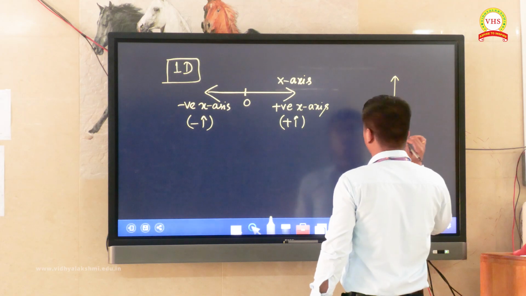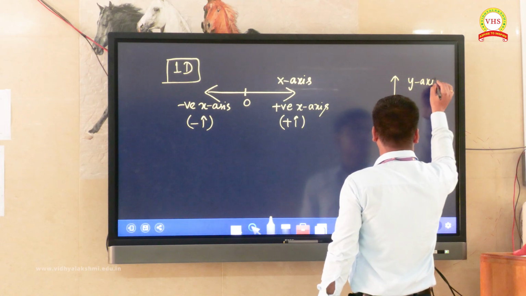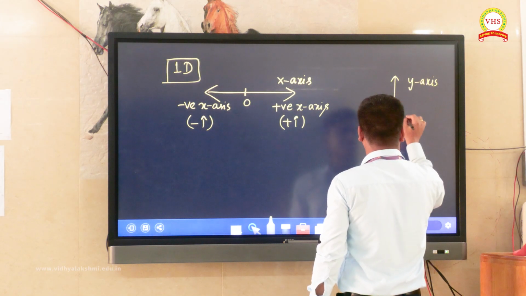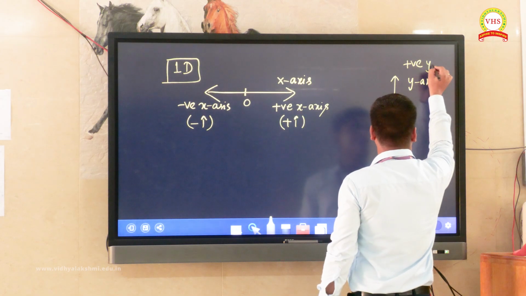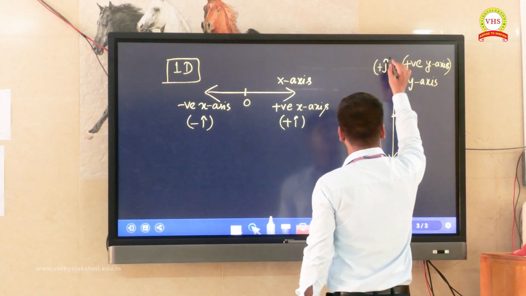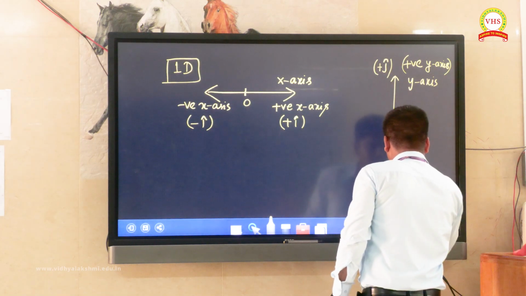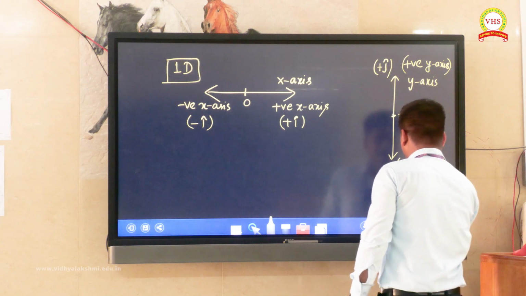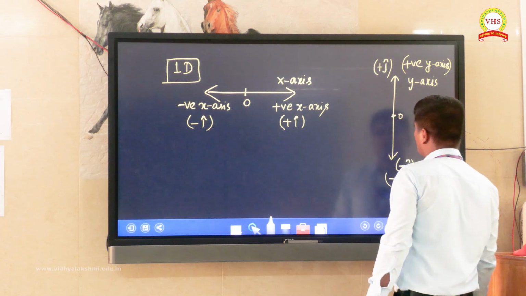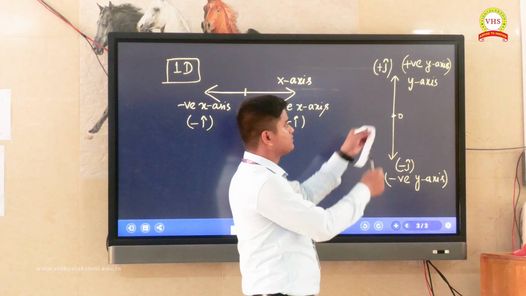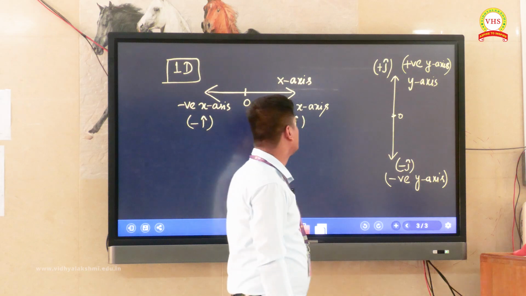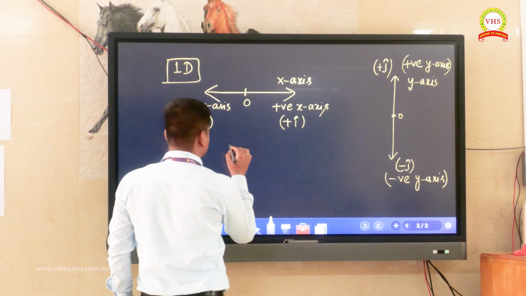Now here listen. This is your y-axis. This is the origin, suppose. Now this is your positive y-axis, and this is plus j cap. Now this is your minus j cap. What is minus j cap? This is the negative y-axis. Yes or no? Now if your vector is in this direction, this is in the positive direction. So suppose one vector is like this.